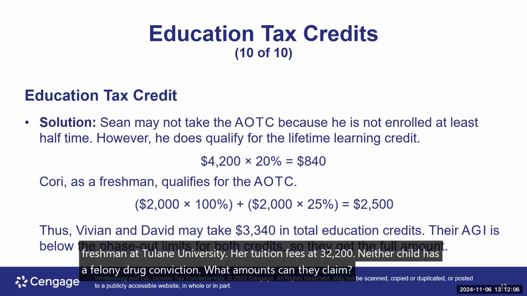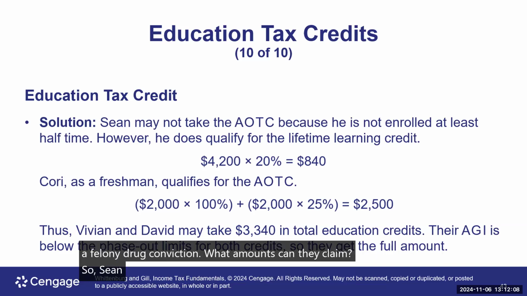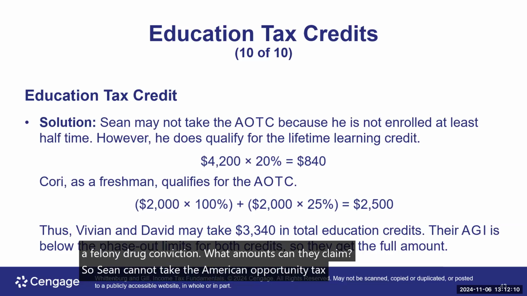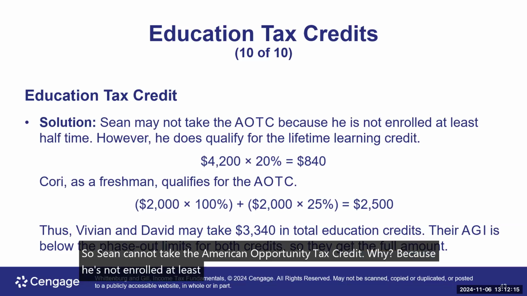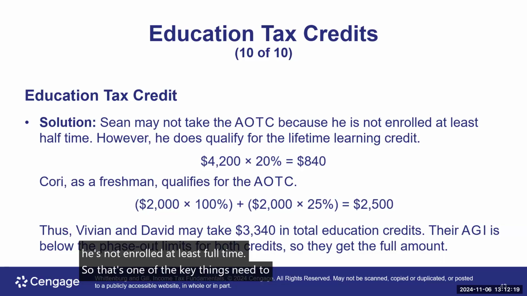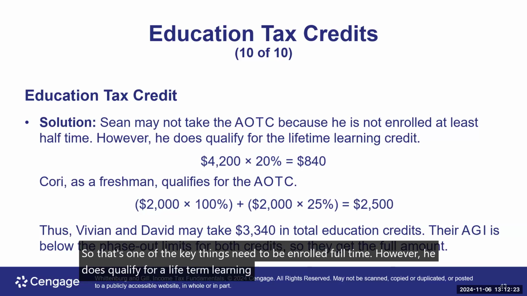So Steve cannot take the American Opportunity Tax Credit. Why? Because he's not enrolled at least full-time. So that's one of the key things: the student needs to be enrolled full-time. However, he does qualify for the lifetime learning credit. So the $4,200 times 20% gives us $840.